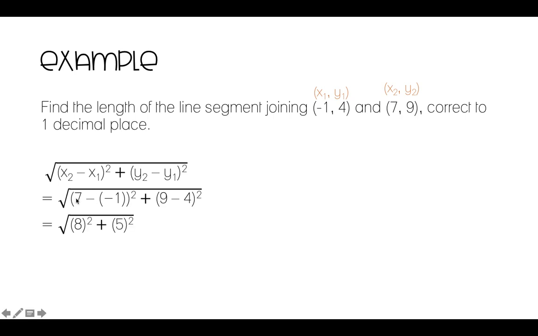Now we know that 2 negatives make a positive, so we're actually going to add these, because negative times a negative becomes +1. So we go 7 plus 1 equals 8 squared plus 5 squared, because 9 take away 4 is 5, which gives us 64 plus 25 under our square root, which is the square root of 89. So our answer is approximately 9.4. Our length of our line segment is approximately 9.4. It doesn't have a unit, it's just 9.4.